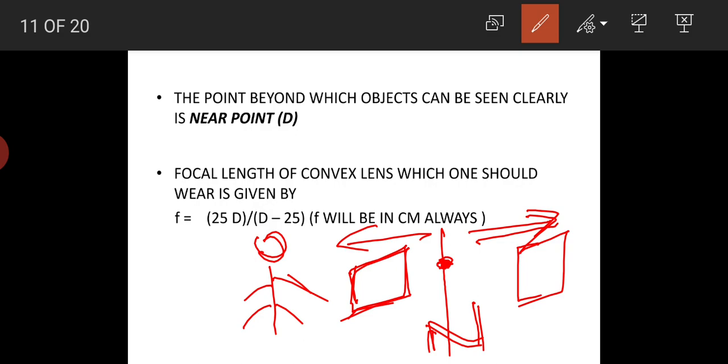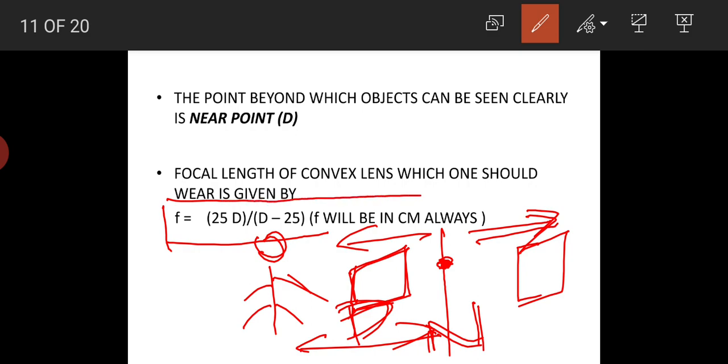If you take the distance of the near point as d, then the focal length of the convex lens which he should use is given by f is equal to 25d by d minus 25, and this is a very important formula regarding solving problems. f is equal to 25d by d minus 25, and remember that here f will always be in centimeters only.